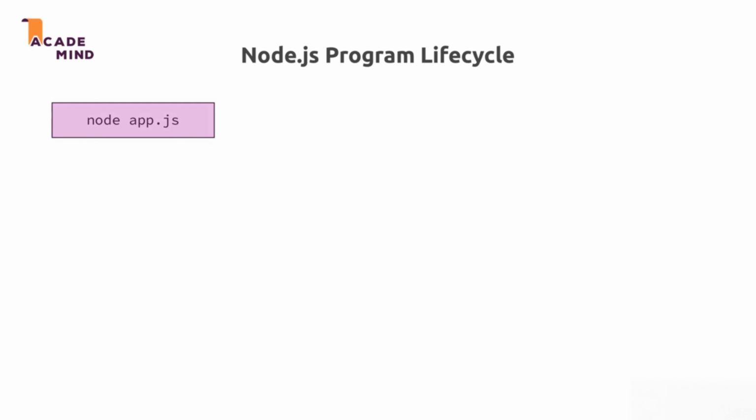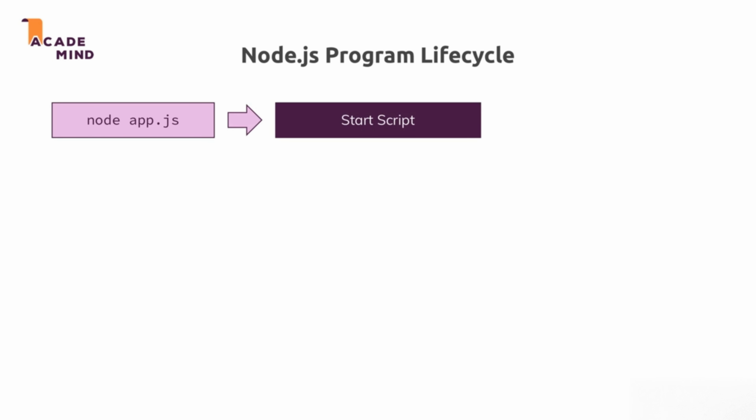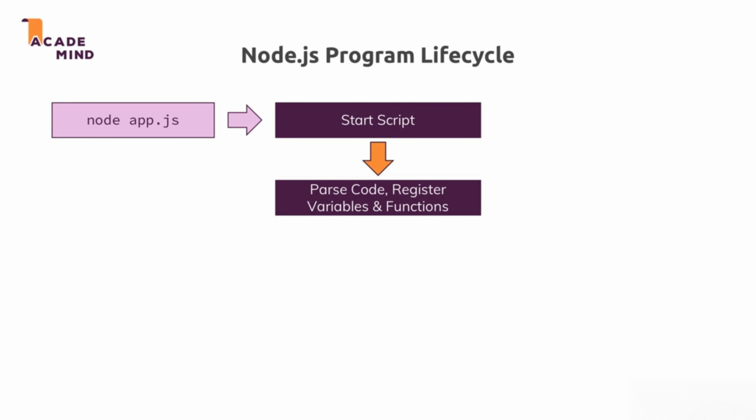We executed that file with node app.js because our file was named app.js. And this essentially started the script where Node.js went through the entire file, parsed the code, registered the variables and functions, and so on. So it basically read our entire code and started executing it. Then something important happened. We never left that program, right?